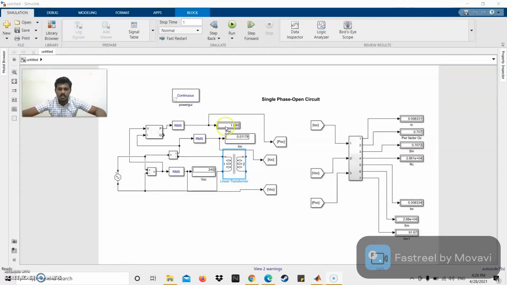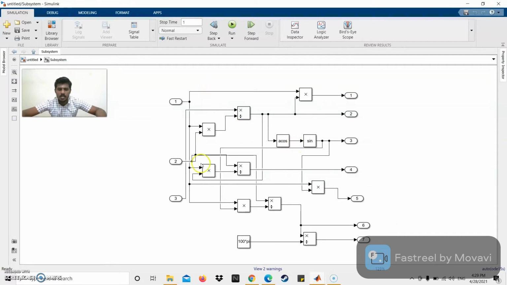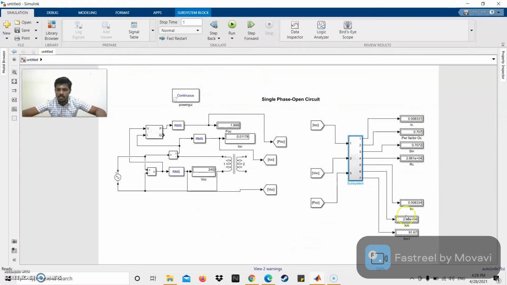After running the simulation, here's the value for the power factor, nearly 2 volt. Then current together with VOC, open circuit. Here are the parameters for the IC, power factor of open circuit, and then RC, IM. Inside this subsystem, it contains a mathematical block to obtain these values.